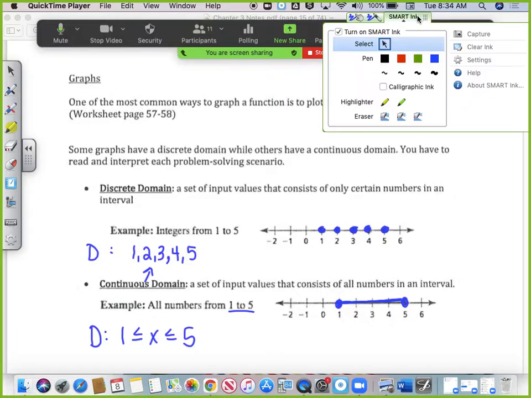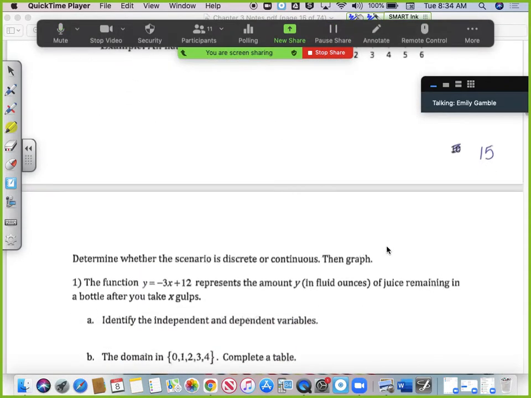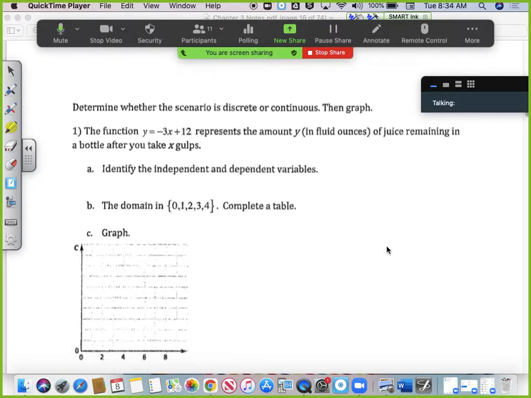Okay, moving on to the next page. The next thing we have here is a function, and we're going to be creating the function and graphing it given a certain domain. We have to identify the independent and dependent variables for the scenarios and determine if they're discrete or continuous. So the first thing is asking us to determine if it's discrete or continuous. Let's look at the example.